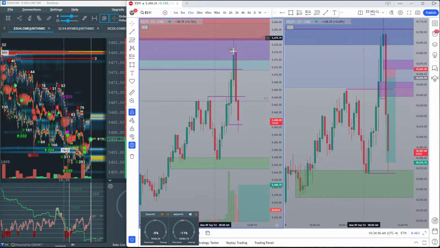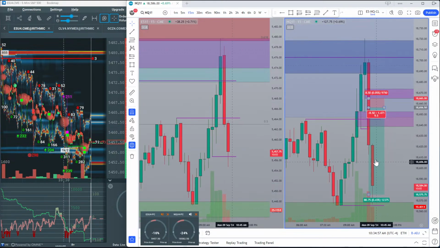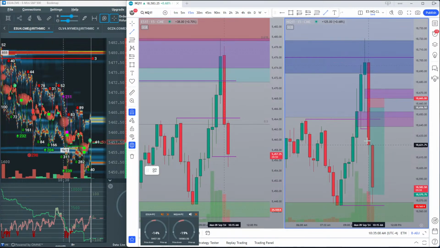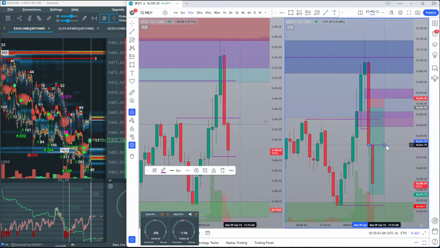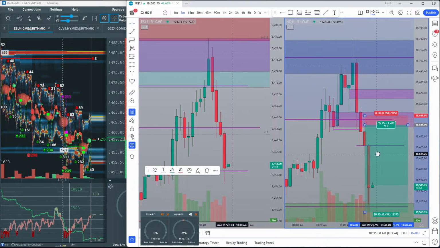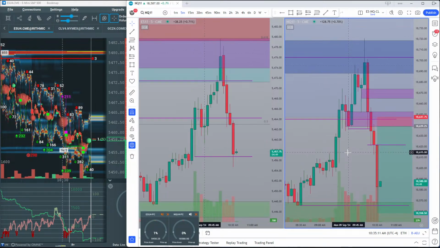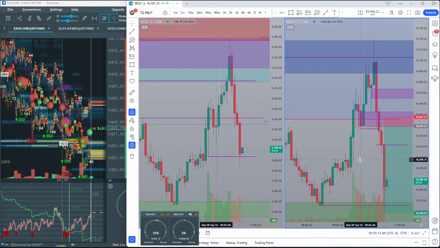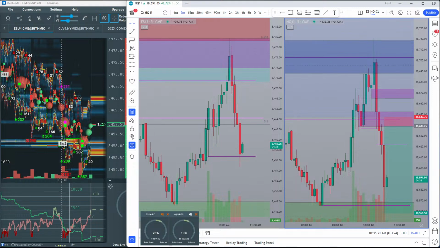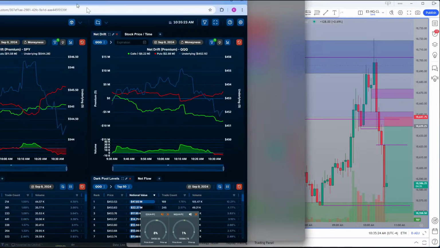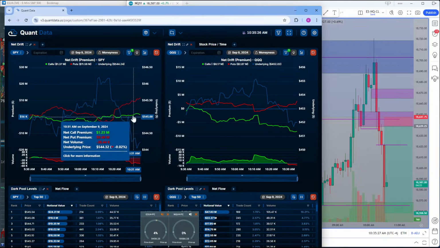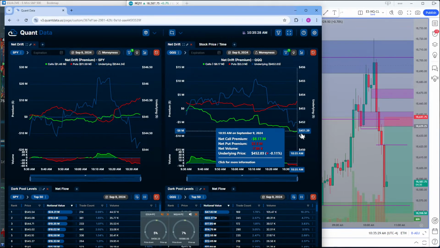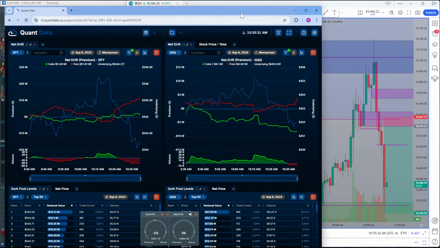Got to take a look at the 15 minute. Look at the 15, right? We want continuation from the 15. So if I could get a short anywhere up here, that would be great. So this is the short I'm looking for. Buyers are slowly starting to creep up. They're above the 0 line on quant data, on the net drift on SPY. Still much lower. Look at that, more sellers stepping in on NQ right there.